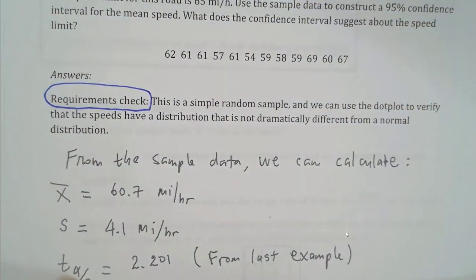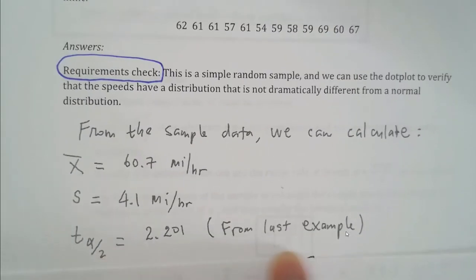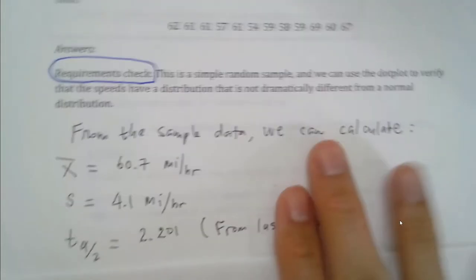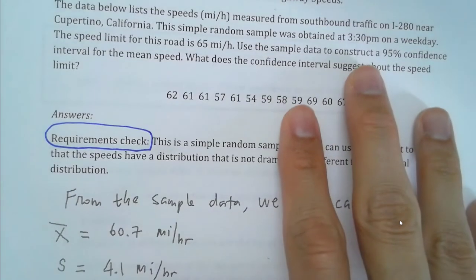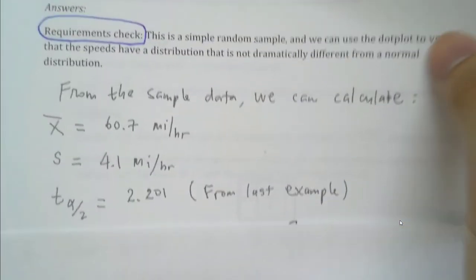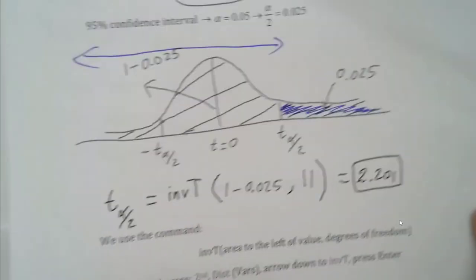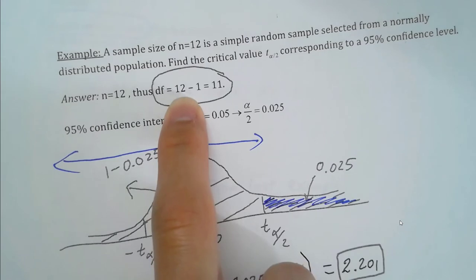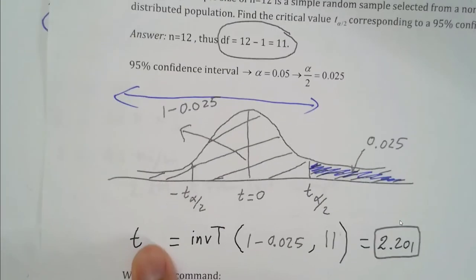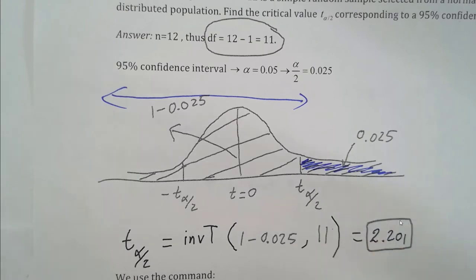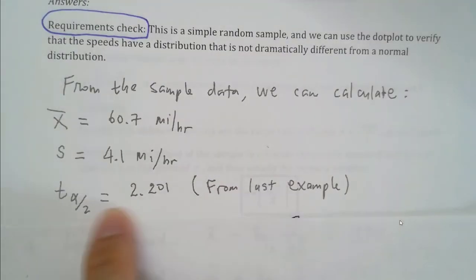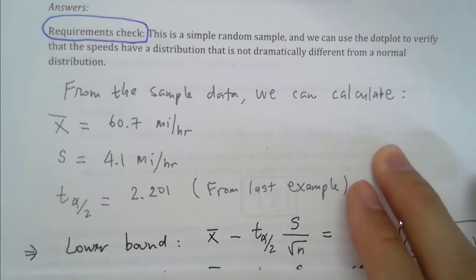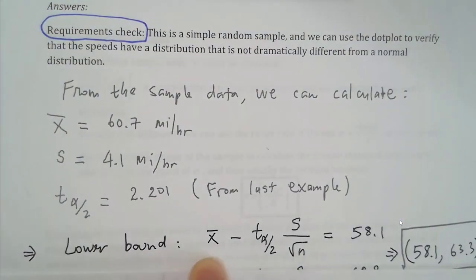And for t alpha over 2, remember this value we got from the lattice sample, because we are also constructing a 95% confidence interval. And for a 95% confidence interval with the 12 data points, then t alpha over 2 we got earlier is 2.2. So from the lattice sample, we got this value, and therefore we can use the lower bound formula.